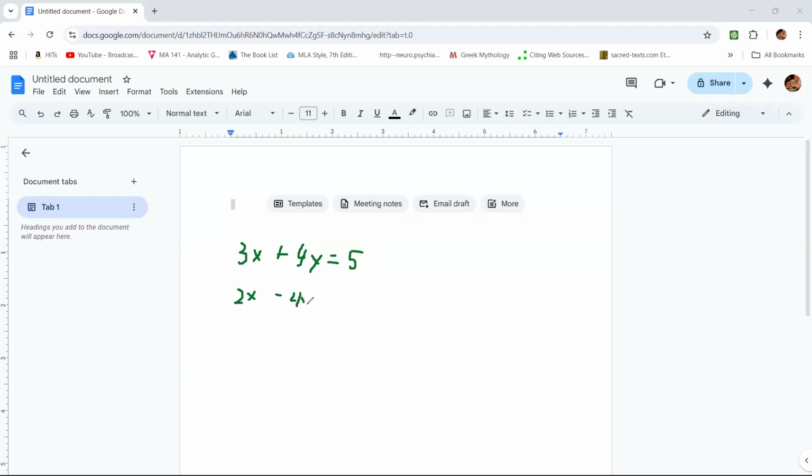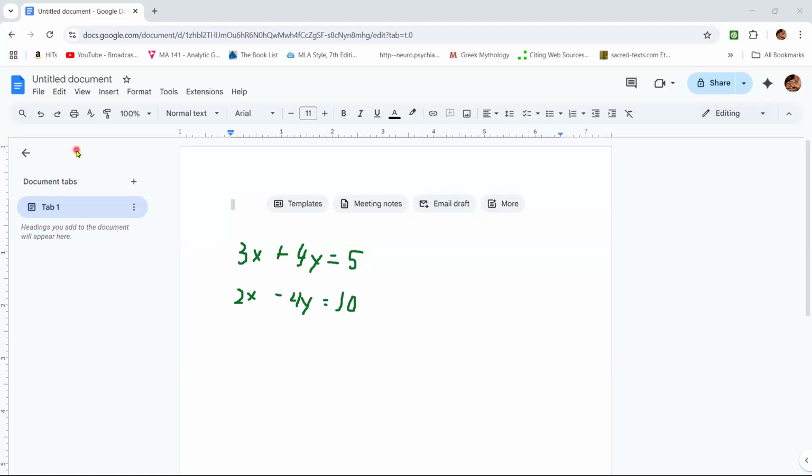Okay. Now, we talked about systems last time when we had our other lesson. And systems, remember, means that both of these equations have the same solution. So this x in this problem stands for the same number as this x, and this y stands for the same number as this y. We don't know what that number is.